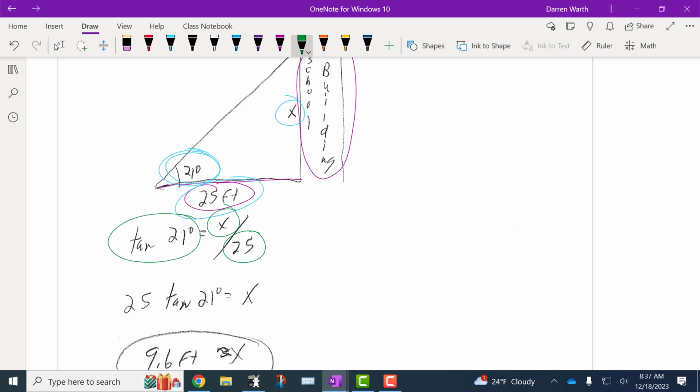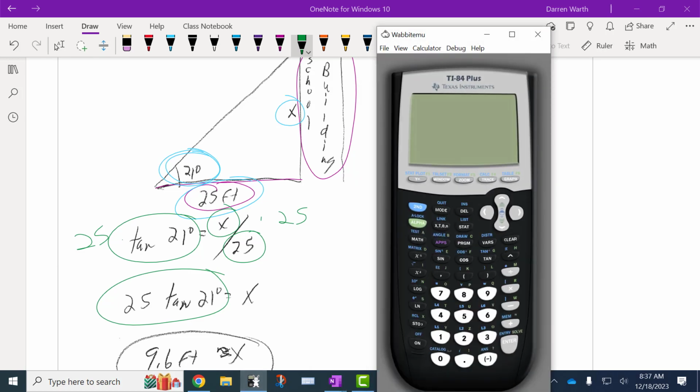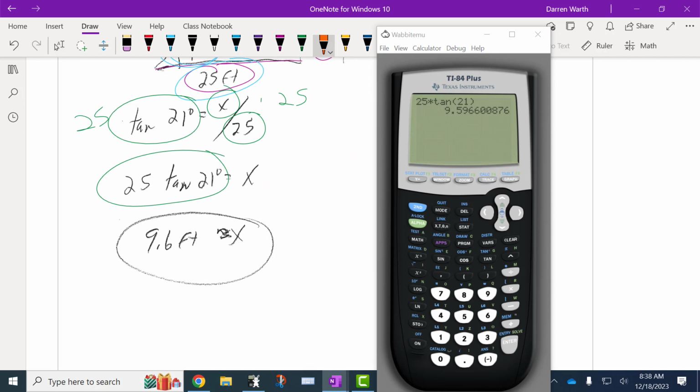Okay, now I just got to multiply both sides by 25. So when I multiply both sides by 25, you're going to notice that I can go ahead and solve for x. So I just got to take my calculator and take 25 times tangent 21 degrees. I'm going to check to make sure that I'm in the correct mode. So notice I need to change the degree mode, because that was what the angle was given to me in. Once I'm done changing that mode over, I type into my calculator 25 times the tangent of 21, and then hit enter, and it comes out to be 9.596. So I just go ahead and round it off to 9.6, and that is how tall that school building is, 9.6 feet.